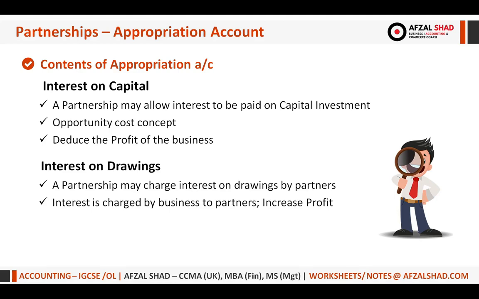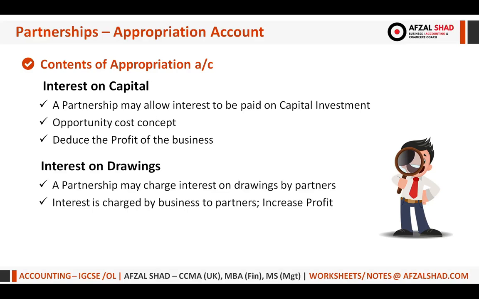So if the business is paying interest on capital, why should it not charge interest on drawings, so that partners should not withdraw more amounts from the business? In order to create a barrier on withdrawal, you place an interest on drawings. It is obviously mutually agreed upon by the partners. So a partnership may charge interest on drawings by the partners themselves. Whosoever is going to withdraw an amount from the business, they are going to be charged an interest rate.